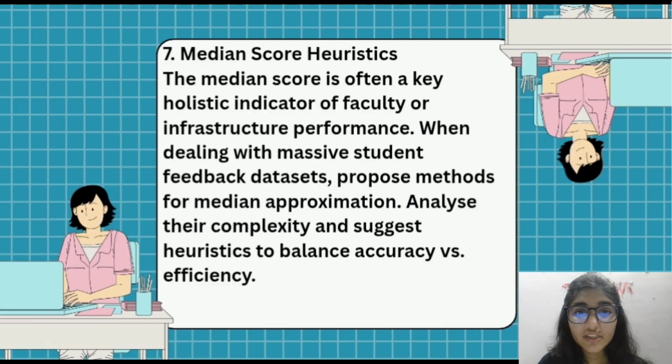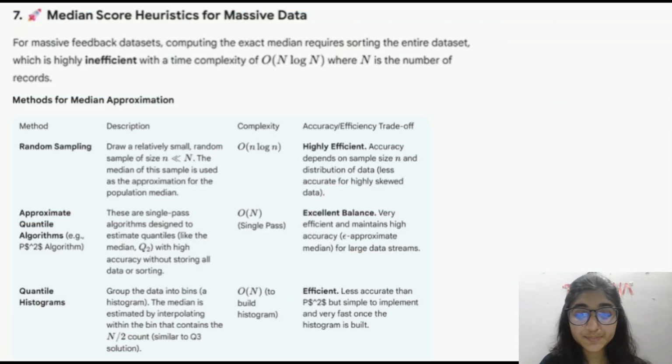Now moving on to the seventh question, that is median score heuristics. The question given is: the median score is often a key heuristic indicator of faculty or infrastructure performance when dealing with massive student feedback data sets. Propose methods for median approximation, analyze their complexity, and suggest heuristics to balance accuracy versus efficiency. So let's see the answer.